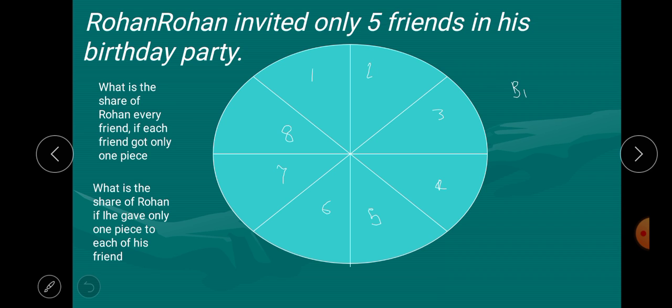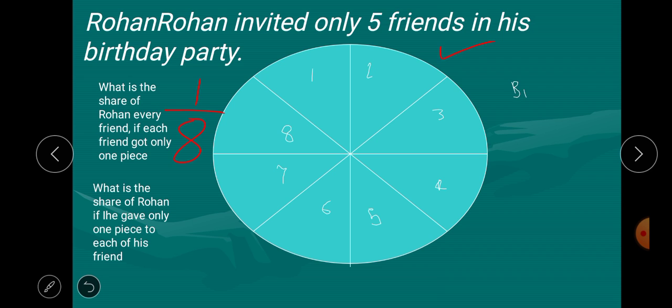Now Rohan invited only 5 friends to his birthday party. He has a birthday cake which is divided into 8 equal parts. What is the share of every friend if each friend got only one piece? As you can see, 8 pieces are there. Every friend is getting only one piece. Out of 8, one piece will be given to each friend of Rohan. So 1 by 8 will be the share of every friend of Rohan.